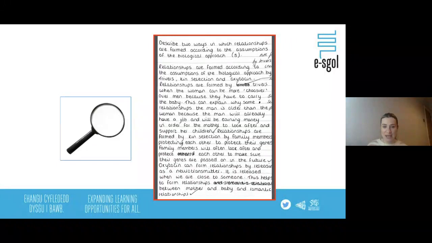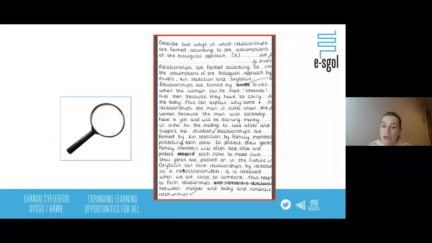Now, this one is okay in terms of terminology, but there is a basic level of detail included. So we've got some things like triggers, kin selection, oxytocin, but we haven't got the word parental investment theory, so that's lacking. Kin selection, family members are protecting each other, which is nice.